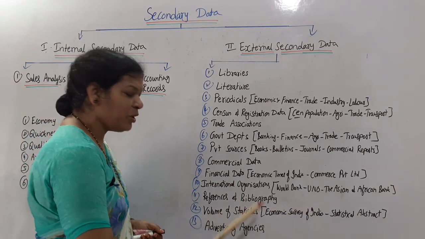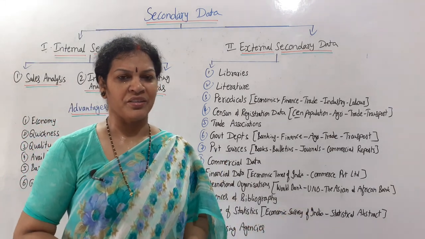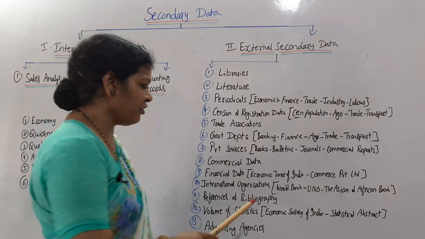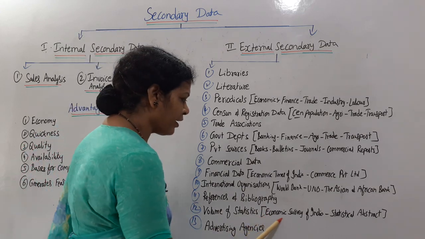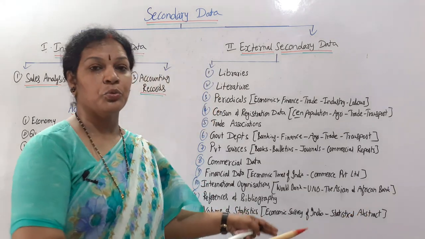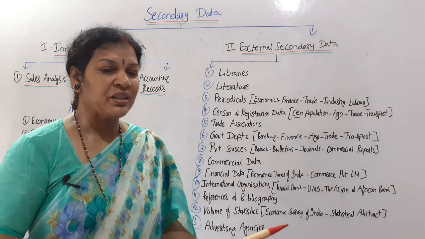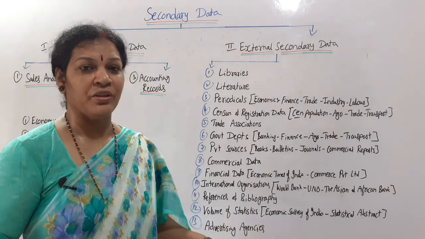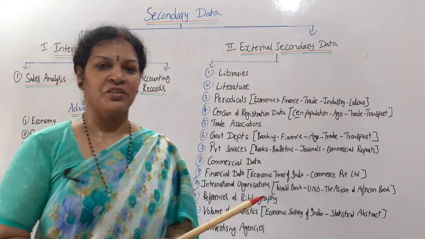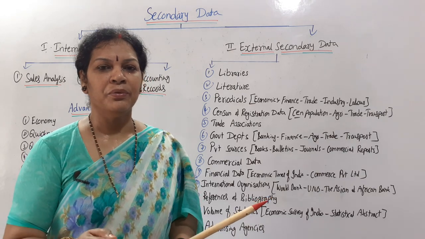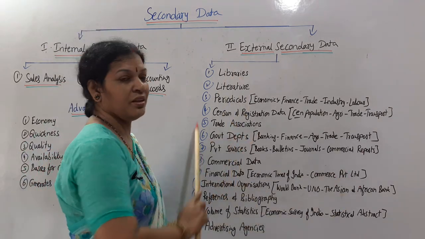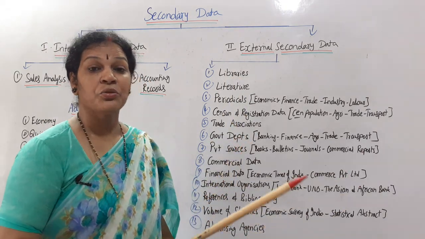And in the same way, if you want some statistical information, that is also available. So how do you get that information? There are some ways. One is the Economic Survey of India, and the Statistical Abstract. If you go through these two websites, you'll get some statistical information related to your research, okay? And lastly, advertising agencies. If you approach them, they'll help you and give you the data. They'll charge for that, that's it. So these are the external ways to collect secondary data.